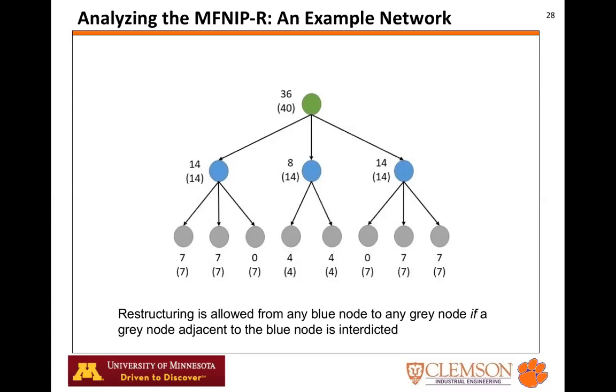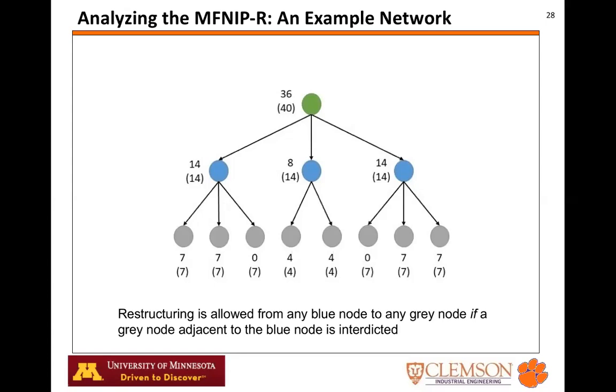Also, since this is a tree, we can assume that all of the arcs into a particular node are the ones with the capacity and the flow, so that we are viewing this in the classic max flow min cut perspective. What we're going to assume is that restructuring is allowed from any blue node to any gray node if a gray node adjacent to the blue node is interdicted.